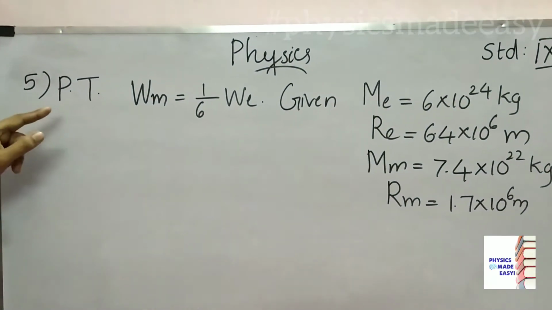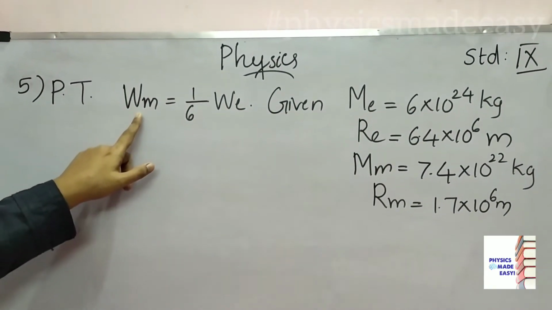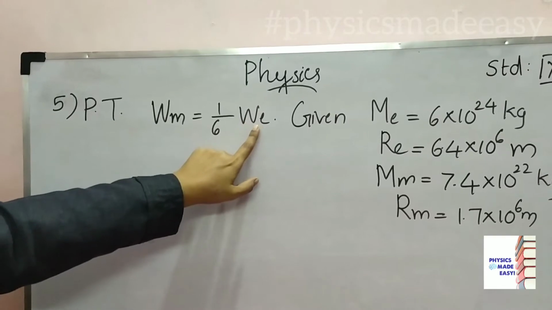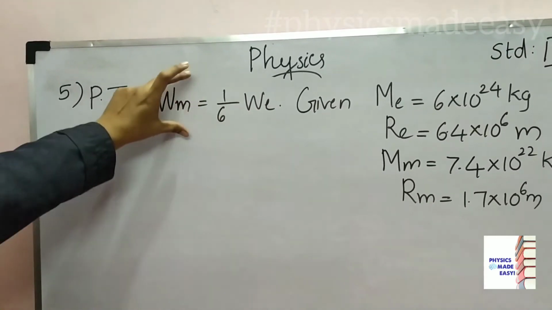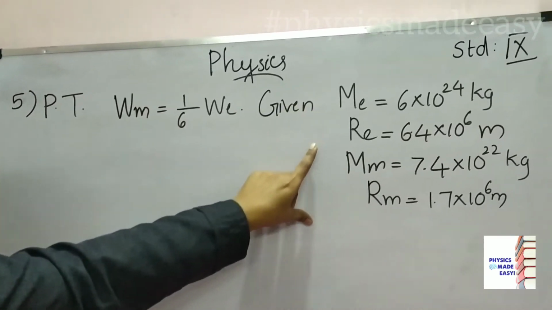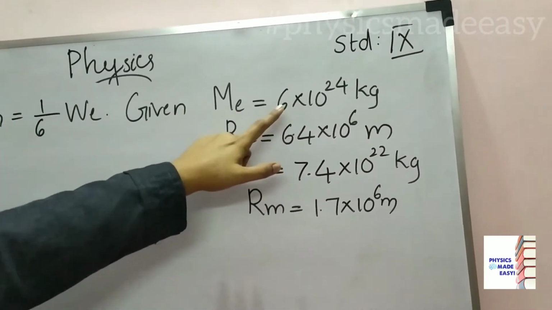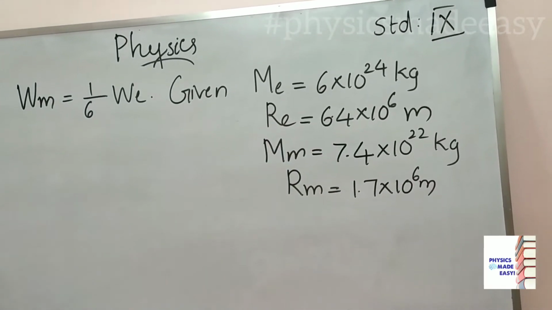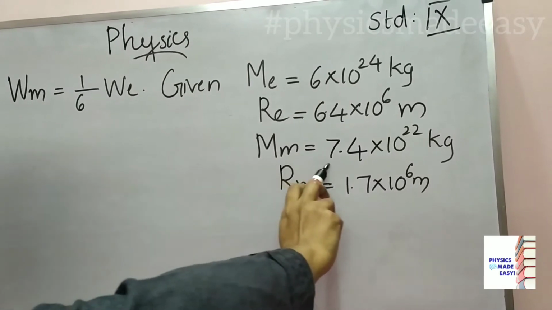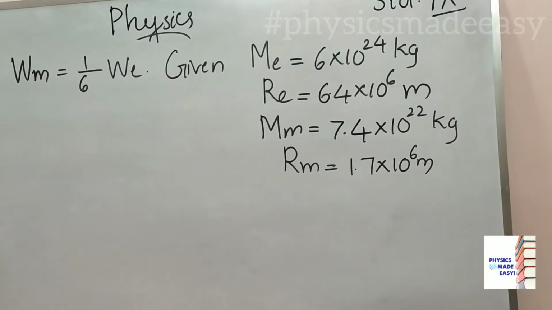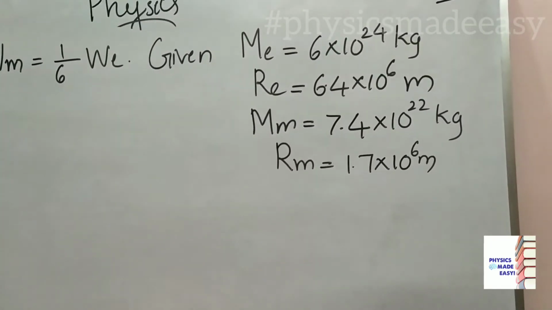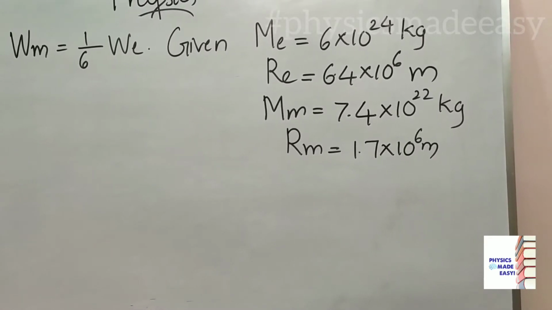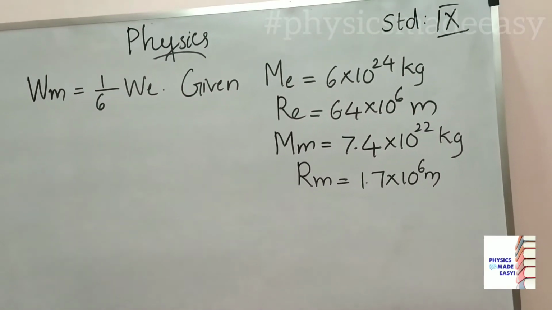Listen, here we have to prove weight of an object on moon is equal to 1 by 6 into weight of that object on the earth. For that, some values are given. Mass of the earth is 6 into 10 raised to 24 kilogram. Radius of the earth is 6.4 into 10 raised to 6 meter. Mass of moon is 7.4 into 10 raised to 22 kilogram. Radius of moon is 1.7 into 10 raised to 6 meter. Now we have to prove Wm is equal to 1 by 6 into We.